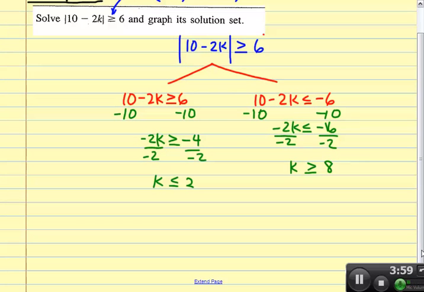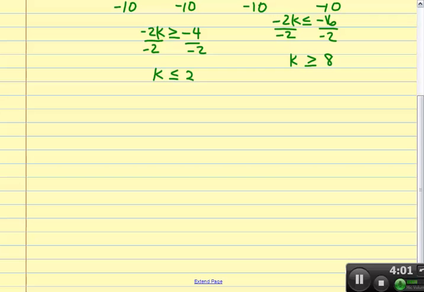Now, let's graph this and see what we get. My two critical numbers are 2, I'll put that here because it's the smaller one, and 8. Put that one here because it's the bigger one. I'm going to put circles around them. And remember, since it can be equal to, I'm going to shade that circle in. And it says k is less than 2, going off onto the left. Over here, k can equal 8 or be greater than 8, going off to the right.